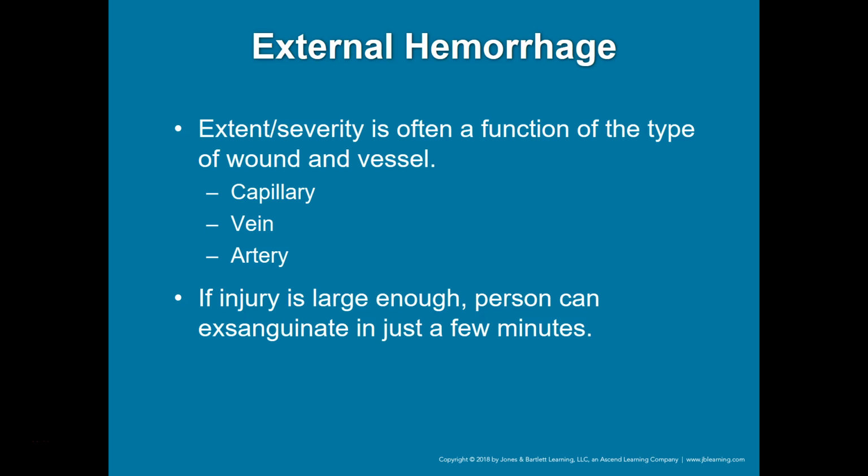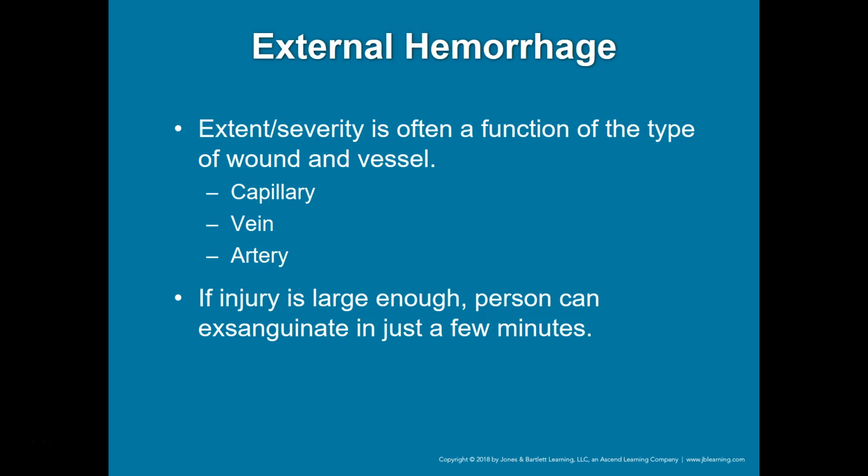Next is a vein. We've started IVs, and we've seen how veins bleed the dark, deoxygenated blood, very slow usually. They can bleed faster depending on the extent to which the vein is injured. But venous blood is also easily controlled. It can become serious if a large enough amount is lost, but a venous bleed is not as severe as the next, which would be an arterial bleed.